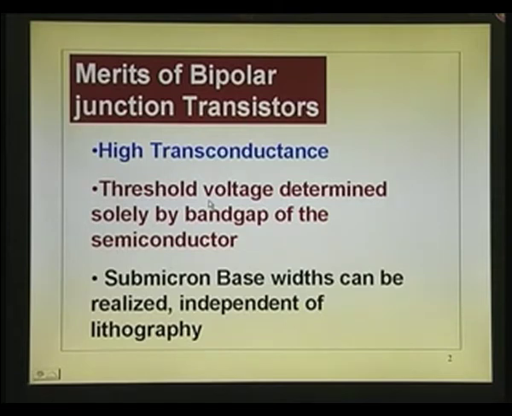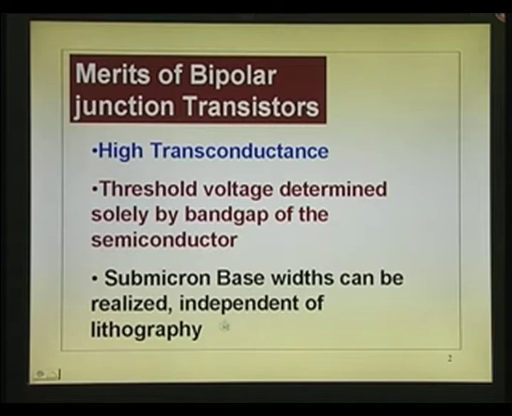For a given area, you get better transconductance compared to MOSFET and other devices. Now, the threshold voltage is determined completely or solely by the band gap of the semiconductor. For example, if you take silicon, the cut-in voltage is about 0.65 to 0.7 volts. People take it as about 0.65. If you take gallium arsenide, it is close to 1 volt. That you can call the threshold voltage, because its definition is the voltage at which current begins to flow, at least 10% of the operating current that you want.